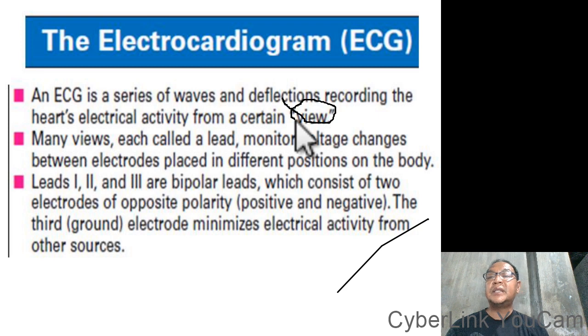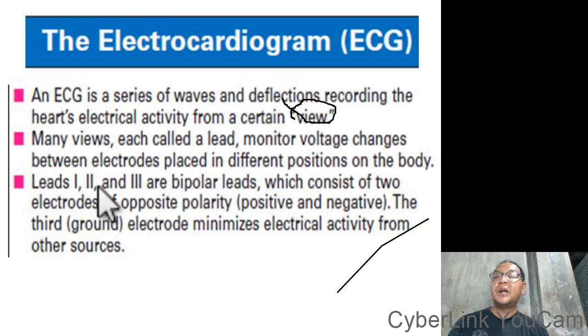So the ECG is a series of waves and deflections recording the heart's electrical activity from a certain view. Many views, each one is called a lead. So the view is called the lead. It monitors voltage changes between electrodes placed in different positions on the body.